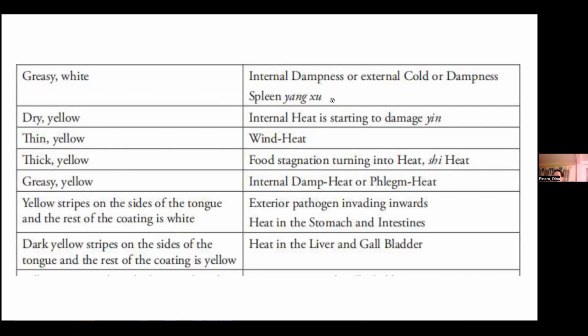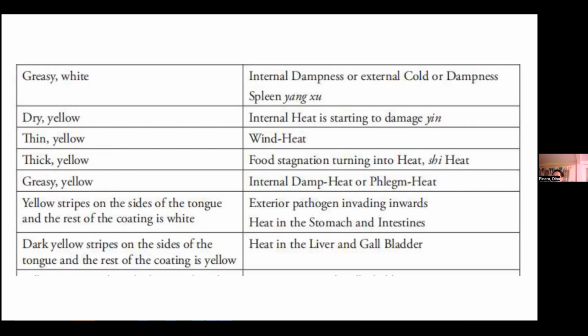Pag dry yellow, there could be an internal heat is starting to damage fluids. Pag thin yellow, ibig sabihin wind heat or external pa po kasi nga manipis. However, pag nag-thick yellow na po, ibig sabihin there is food stagnation turning into heat or excess heat or mas pumasok na po internally yung heat condition. Pag greasy yellow, internal damp heat or phlegm heat. Yellow stripes on the sides of the tongue and the rest of the coating is white. Ibig sabihin, there is an exterior pathogen invading inwards and there could be a heat in the stomach and intestine.